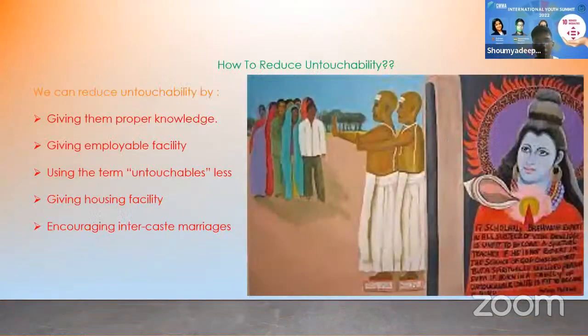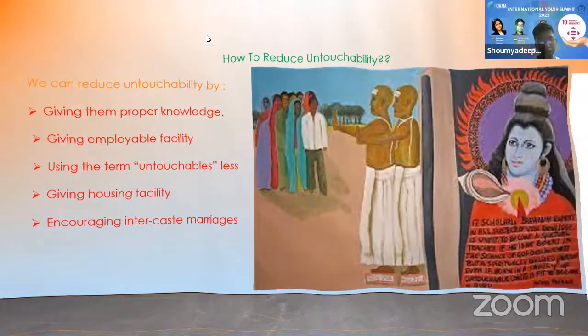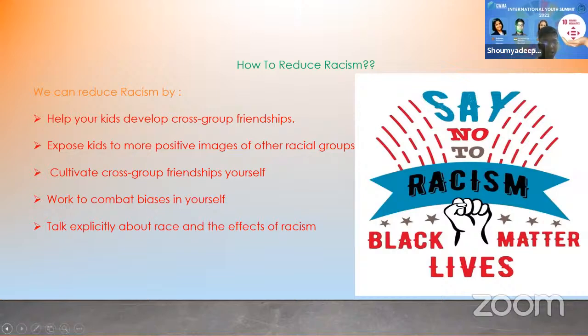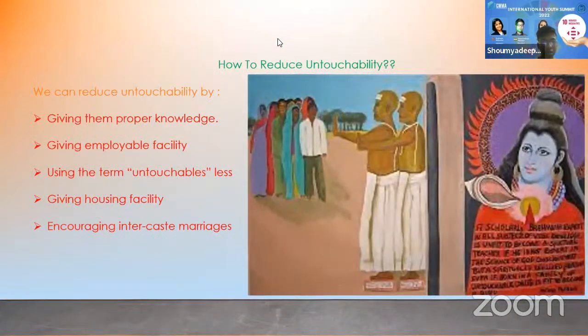Next one is how to reduce untouchability. We can reduce untouchability by, again, giving them proper knowledge. As I have said earlier, you should give the lower caste the proper knowledge that they have the rights to do so, so they can go against them in court. Then the second one is giving employable facilities. What is that? It is mainly employability. We should give employment to the lower caste people. Then, as we said we should use the term casteless, here we should use the term untouchability-less.